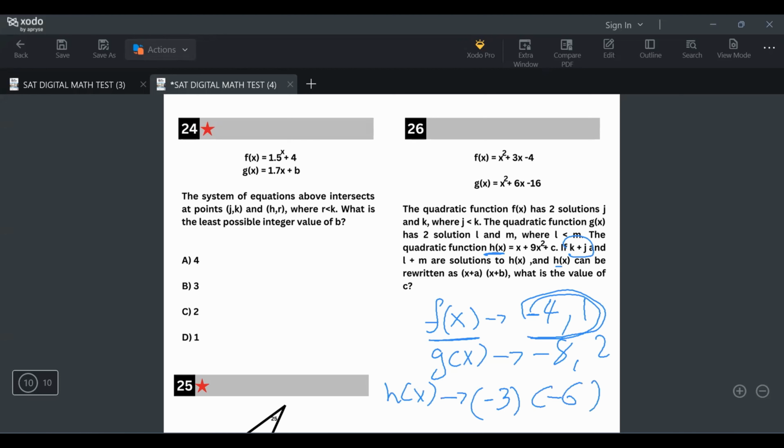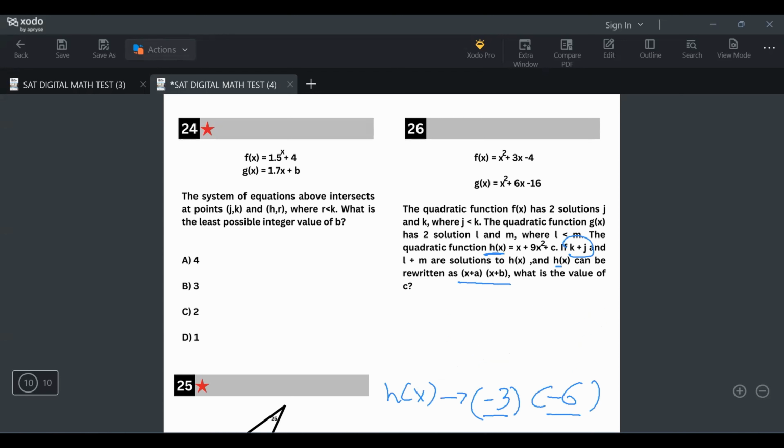Okay, but these ones are the solutions, and we are given the function as factors. Let me clear up this small space. So in the factors, we can say that a is equal to 3 and b is equal to 6, for example. So x plus 3 multiplied by x plus 6 is equal to the function h of x.